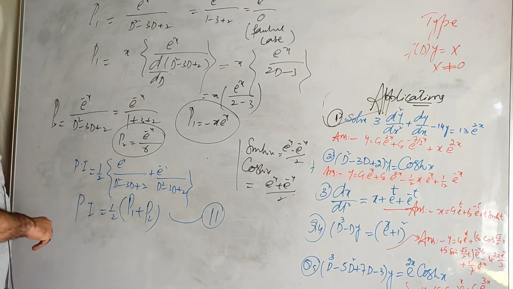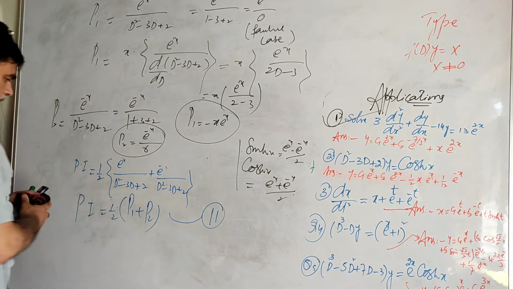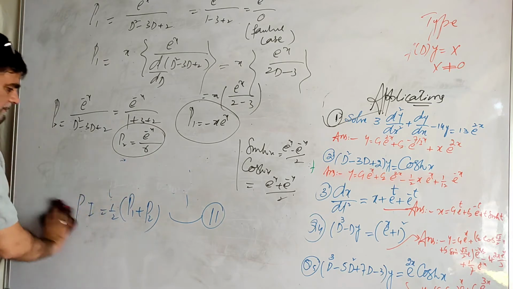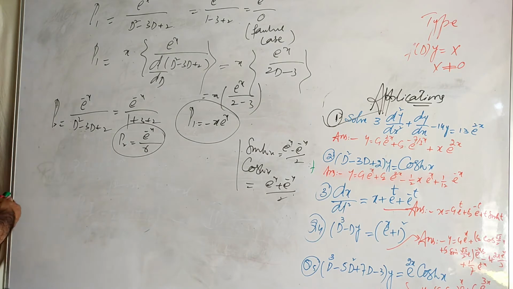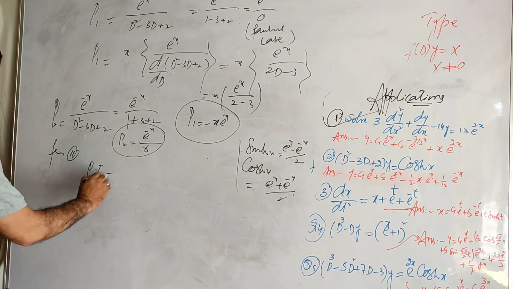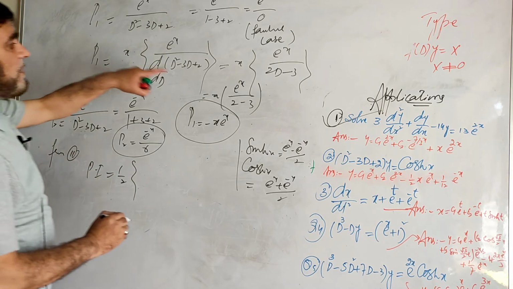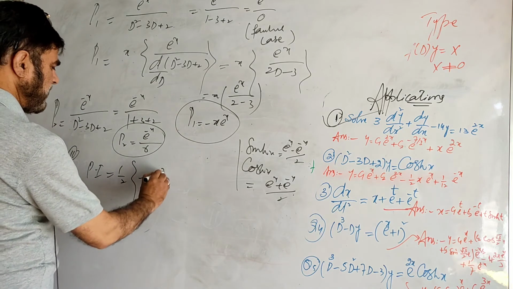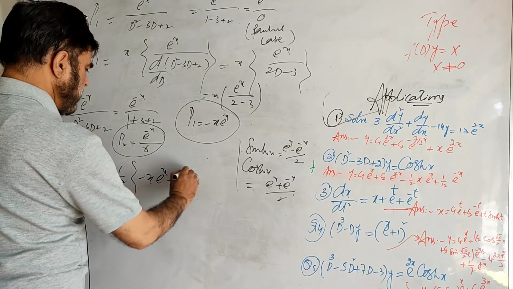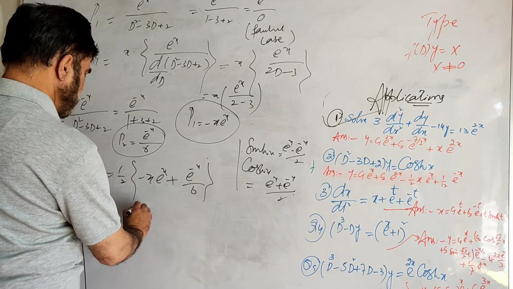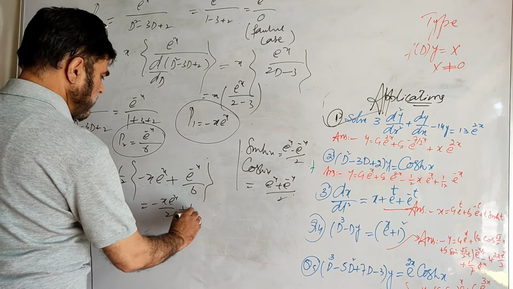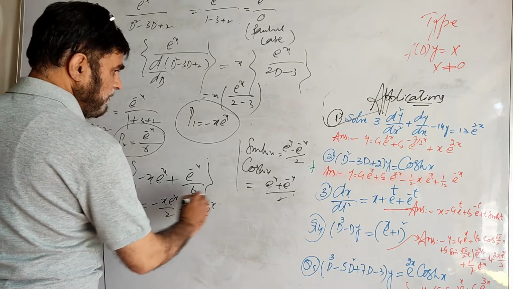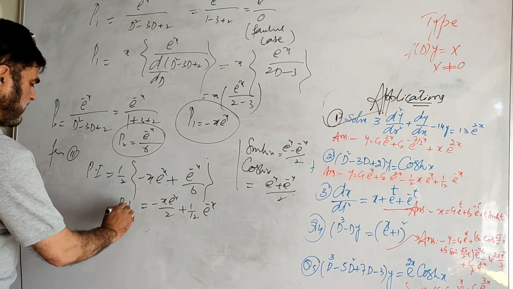So from the second equation, what is the particular integral? It is 1 by 2 of p1, which is minus x e raised power x, plus p2, which is e raised power minus x by 6. So the particular integral is minus x e raised power x by 2 plus 1 by 12 e raised power minus x. Therefore the particular integral is complete.